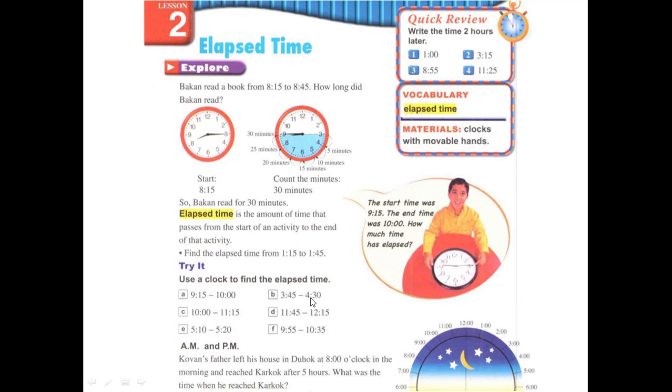Elapsed time. What do I mean by elapsed time? Elapsed time is the amount of time that passes from the start of an activity to the end of that activity. That means from when you start to do your homework until you finish your homework. It is the elapsed time. Maybe you finished in 2 hours. Maybe you needed 3 hours. Okay? It's up to you.